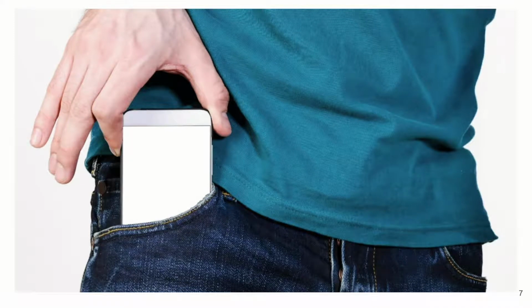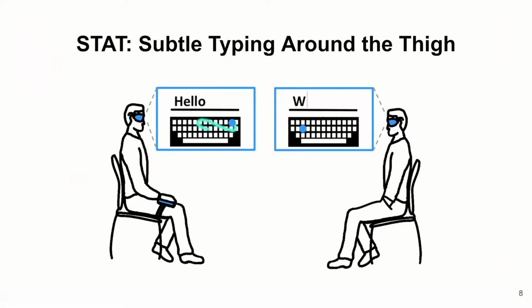In addition to this motivation, oftentimes people carry their phone in a location around the thigh, either in a front pocket or a bag at their side. Thus, the user could potentially interact with the device without moving it from where it's typically stored. This is what led us to investigate what we call subtle typing around the thigh, or the STAT technique, where users can provide text input to a touchscreen mobile device placed on their thigh.